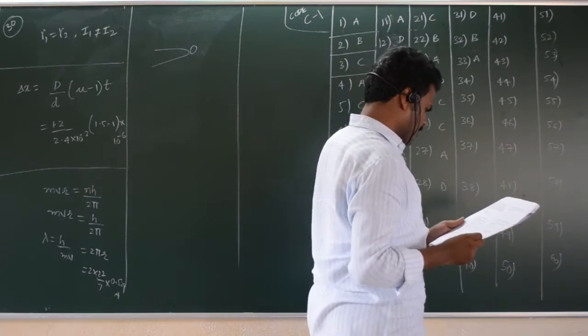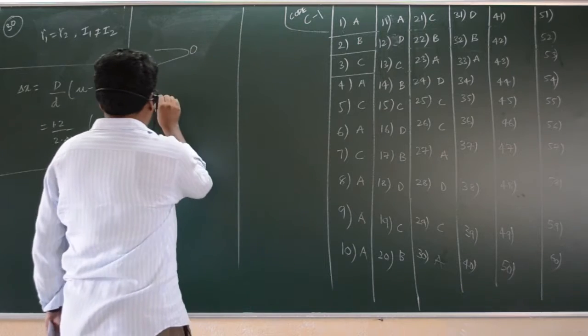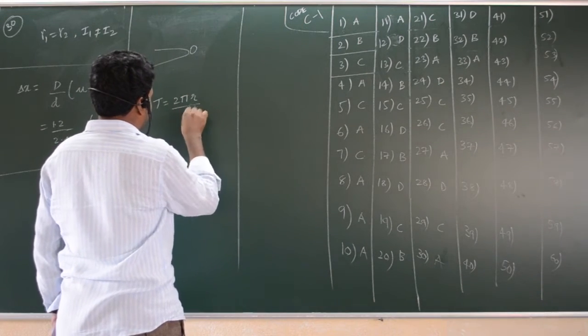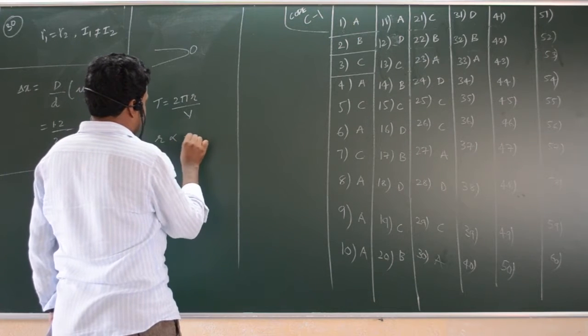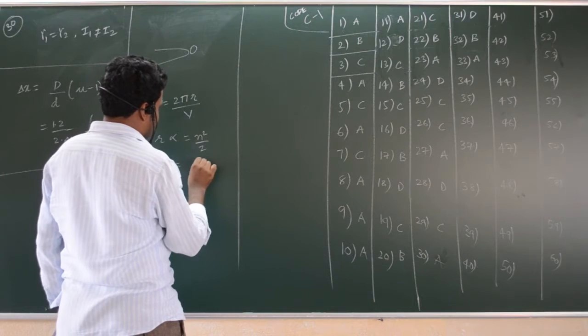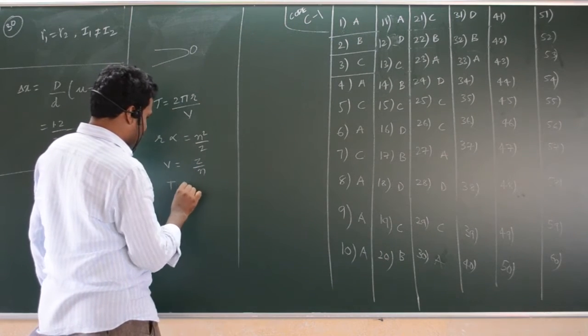Next 34, period of revolution. Time period T is equal to 2 pi r by V. R is proportional to n square by z, whereas V is proportional to z by n. So if you calculate this, you will get time period is proportional to n cube.